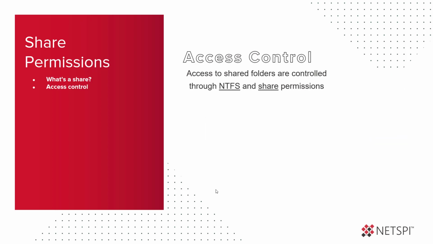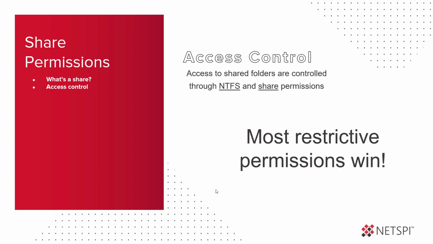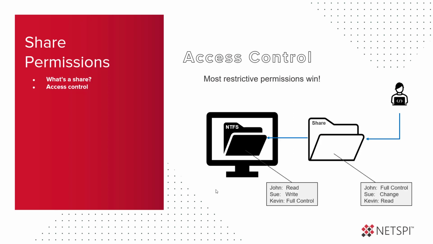And access to those shares is controlled at two levels: the file system level through NTFS permissions, and the share level through share permissions, right? There's two gates you have to get through from an access control perspective. And usually it's the most restrictive permissions that win. So let's take a look at what that looks like.